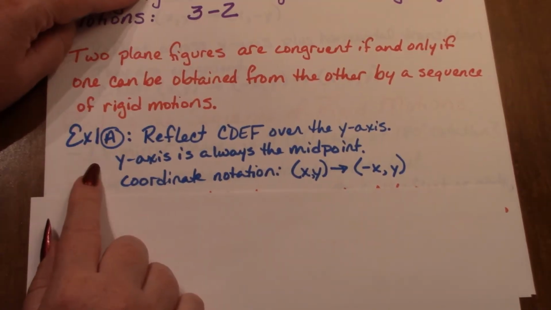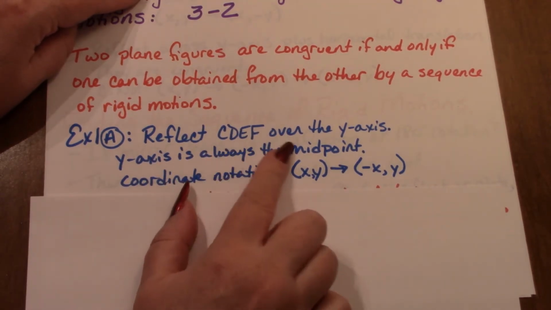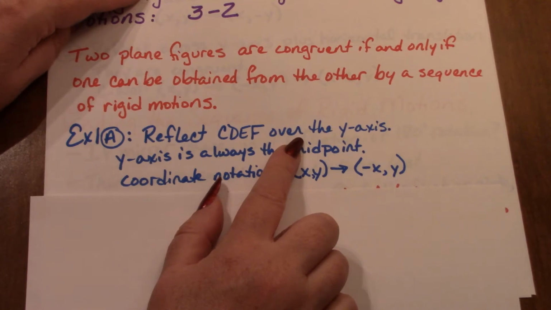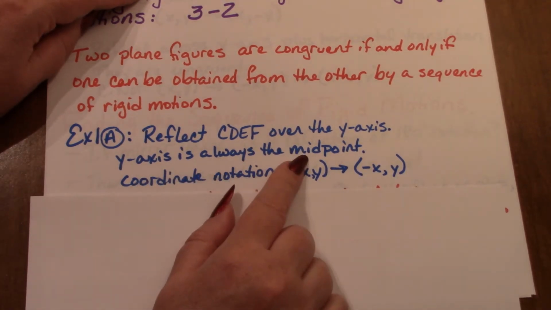So in example 1a, we have two figures where we've reflected C, D, E, F over the y-axis. What we need to do is prove this. If you look at the lines between F and M, C and J, D and K, E and L, the y-axis is always the midpoint of those lines.